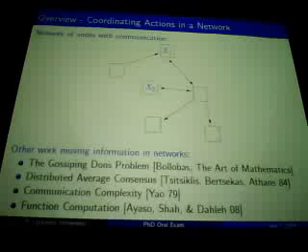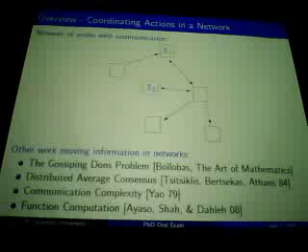There's sensor networks where you have sensors who are receiving information and want to, in a distributed fashion, calculate something about that information, like maybe the average of all the sensor measurements, and that would be distributed average consensus.